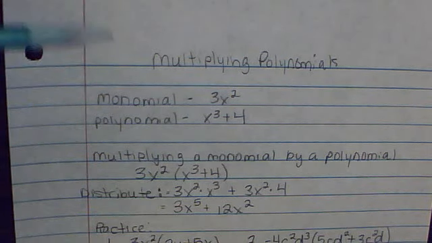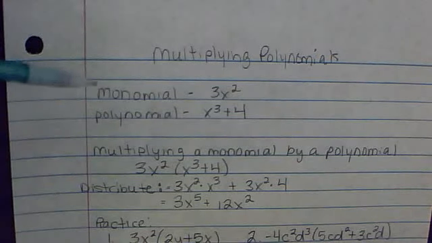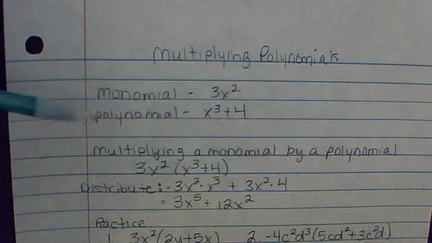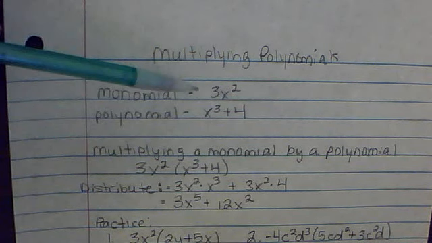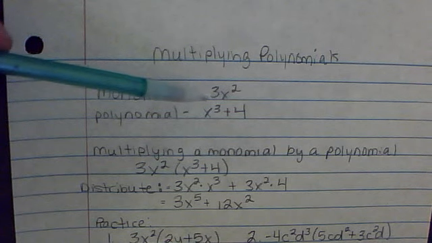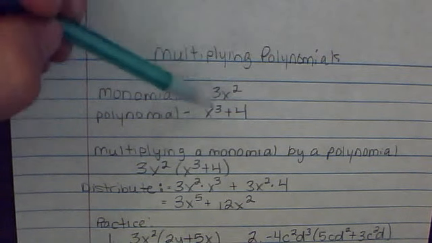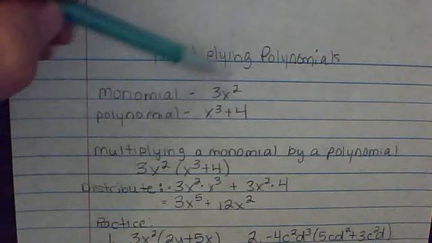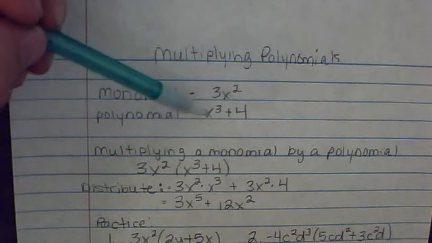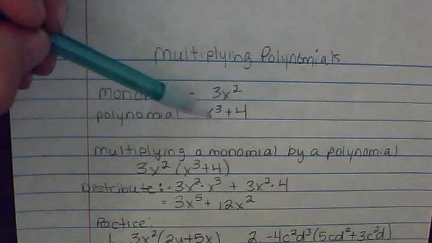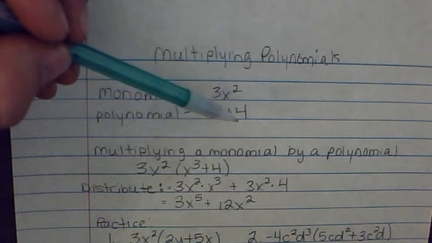The first part of this next section is on multiplying polynomials. Now, in order to multiply polynomials, you probably need to know what one is. So here I've given you an example of what a monomial is and what a polynomial is. In a monomial we are just looking at one variable or one part of an equation. So this 3x squared is my monomial. And a polynomial contains two terms, like x to the third power plus 4.